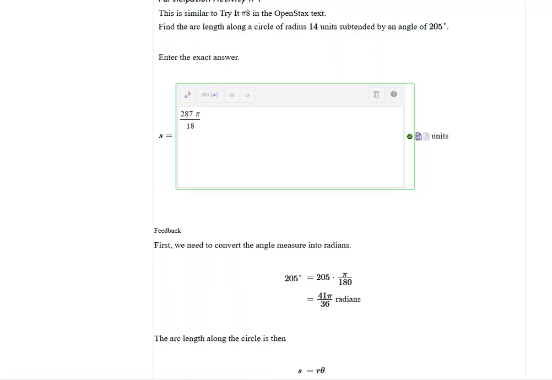I already typed it in: 287 pi over 18. You can see I've got my green box, so it's correct.